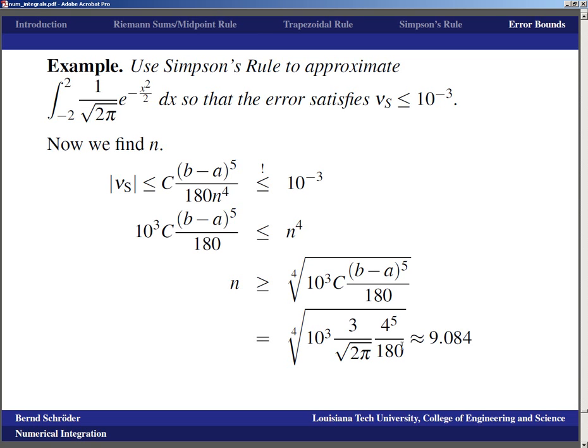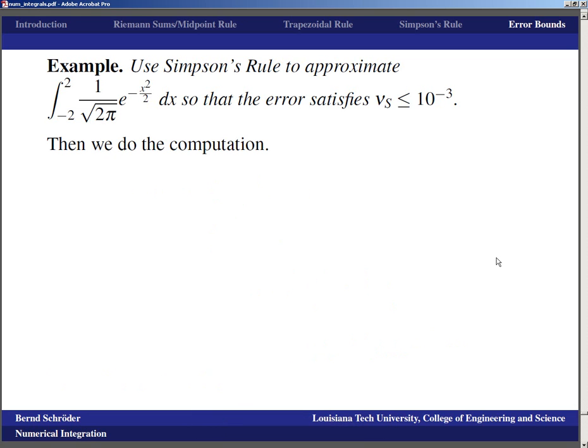And it turns out that as you work all that out, okay, the 4 to the fifth makes it big, the 10 to the third makes it big, and especially the 4 to the fifth, of course, is really bad. It gets bumped down a bit by the 180, but this number is still big. But what really is the key to making Simpson's rule work is that no matter what you've got under the root, you take a fourth root here. And so this ends up being approximately 9.084. Well, I can't use 9.084 rectangles, but I need to use an even number, so we always round up, so n equals 10 would do it here.